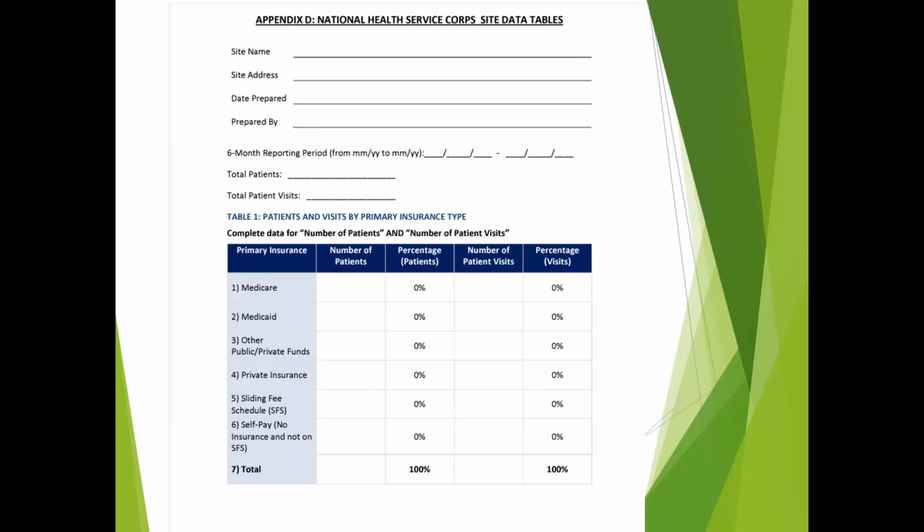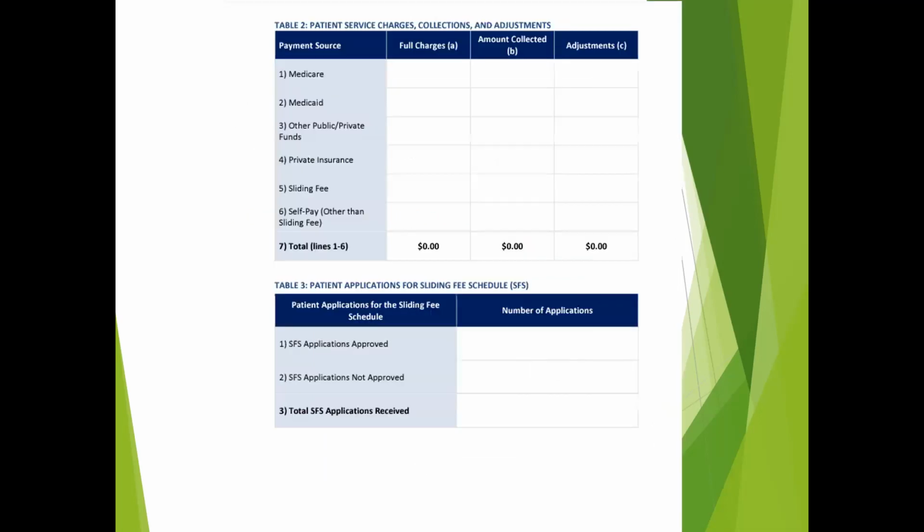But I would always double check too, using a calculator, making sure that the percentages are coming out to 100%, that it's accurate, because you can always have glitches. And then with the number of patient visits, the same thing, and that calculation of percentage of visits.